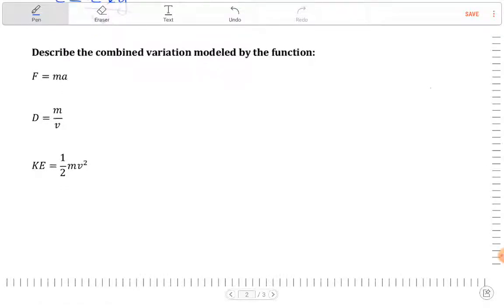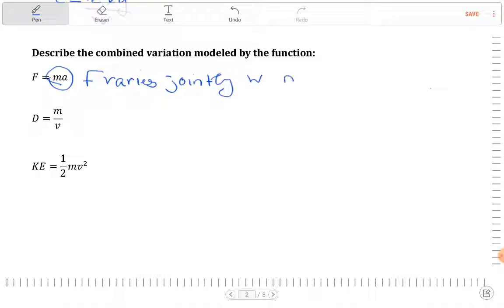Let's do the opposite. So I'm given the function or the equation and I'm to describe in words what we're actually doing. So our f varies. And now let's think what it does. Because m and a are both multiplied, I know that f varies directly with m. It also varies directly with a. So I can use the word jointly. So f varies jointly with m and a.